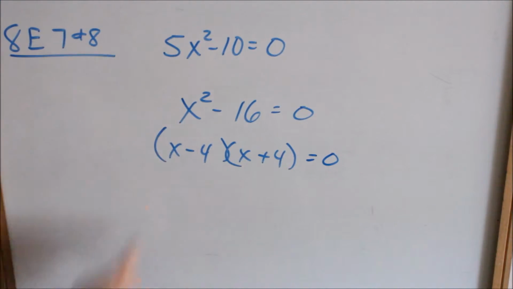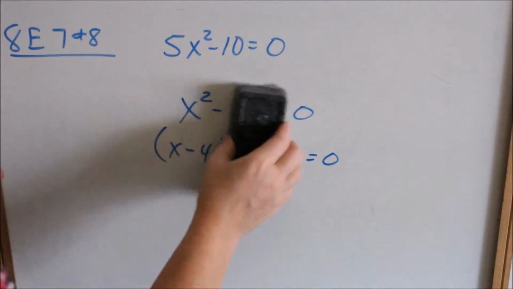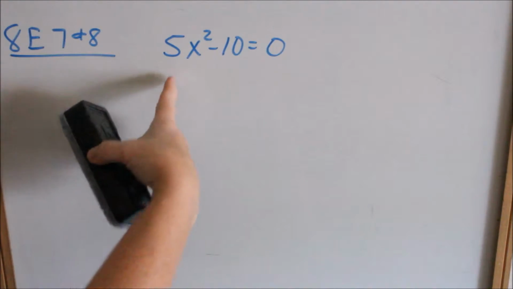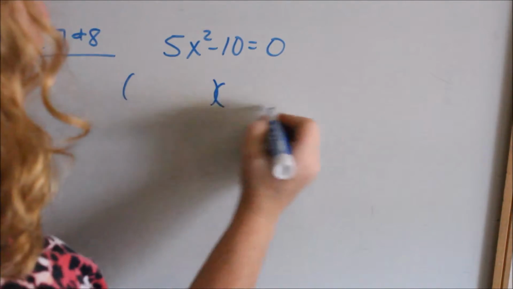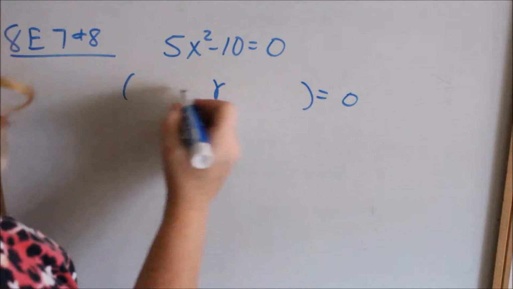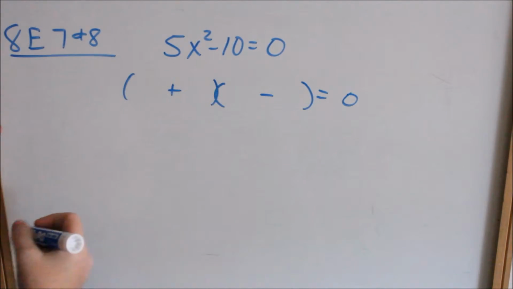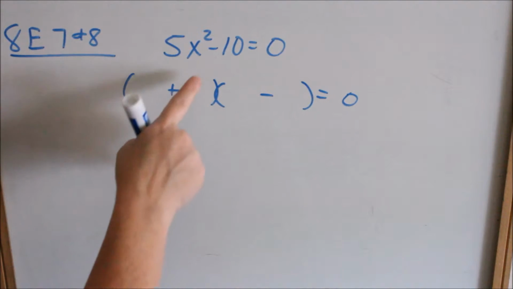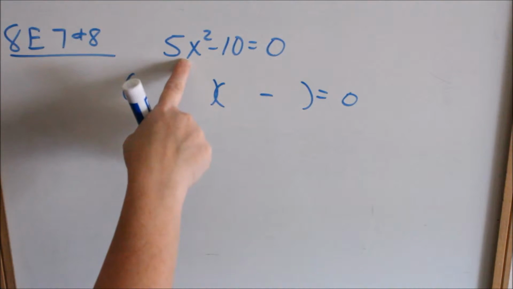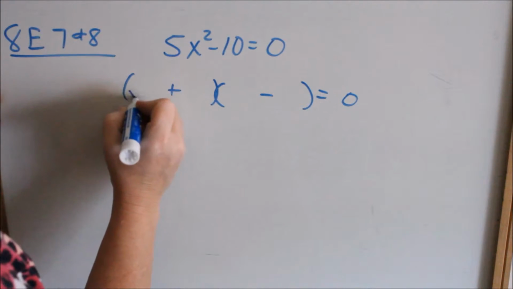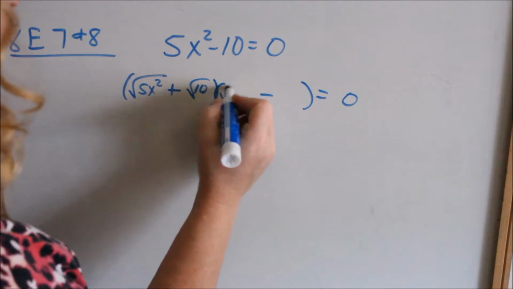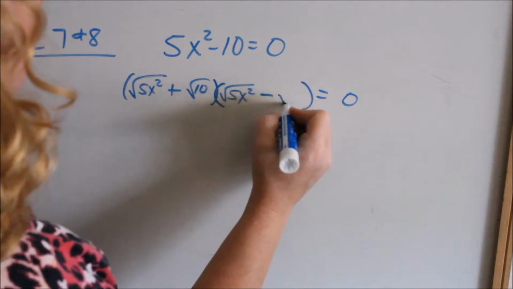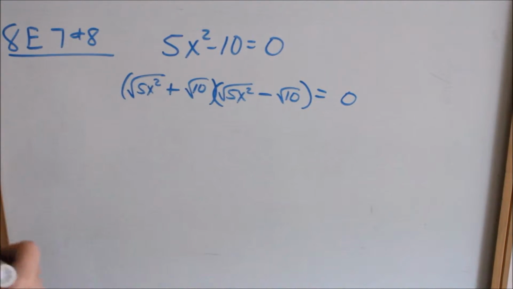We're going to do the same thing up here, a difference of two squares. What is different is that ours now are not perfect squares, but you still take the square root to get your factors, and they will be conjugates. So one's going to be a plus and one's going to be a minus. They look exactly the same except one's a plus and one's a minus. Take the square root of 5x squared and the square root of 10. Same over here. That's how you get your factors.